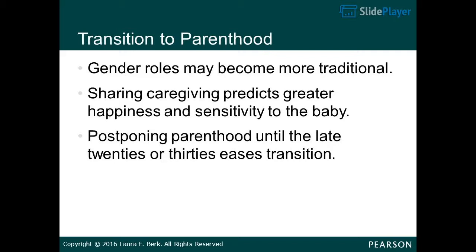Transition to parenthood. Gender roles may become more traditional. Sharing caregiving predicts greater happiness and sensitivity to the baby. Postponing parenthood until the late 20s or 30s eases the transition.